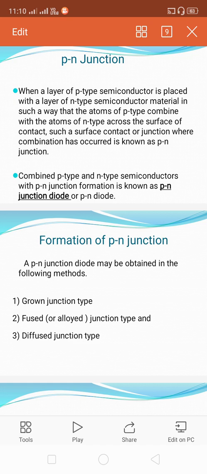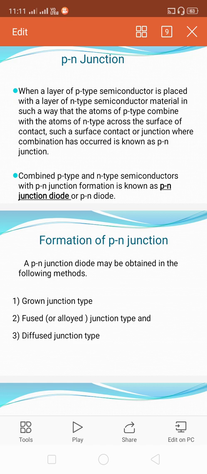In these three processes, mainly we are giving some thermal energy. That is the main concept and the common point. For the grown junction method, we take any one kind of semiconductor, P type or N type, and heat it up to some temperature. That semiconductor is a solid state material, so when we heat it, what happens?